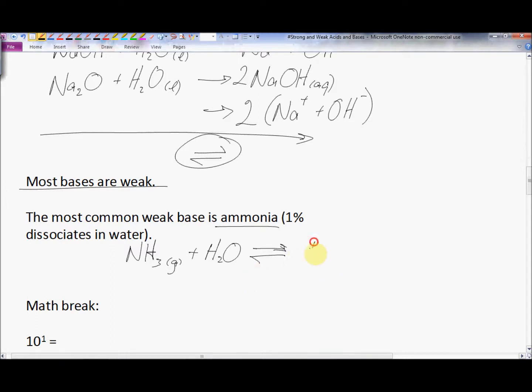What ends up happening is we get ammonium ion, and we're also left with some hydroxide, the leftovers from this water molecule which has been pulled apart. So this only happens about 1%. So 1% of the ammonia molecules change into ammonium ions, and the rest of it stays on the left side of the equation here.